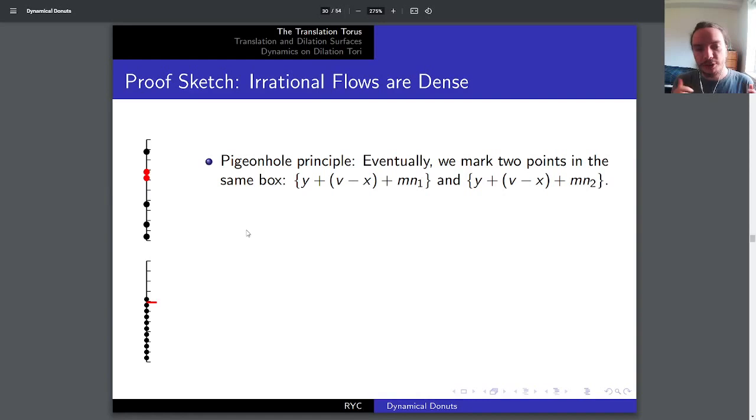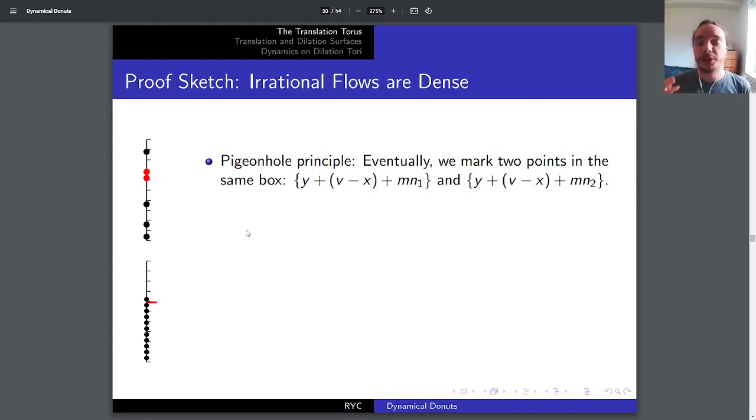Because how many boxes are there? Well, each box is of size epsilon, and the line is of length 1. So there's about 1 over epsilon many boxes. So if you just keep hitting the line over and over again, then eventually you're going to get to a point where you have more than 1 over epsilon times that you hit the line. Okay?